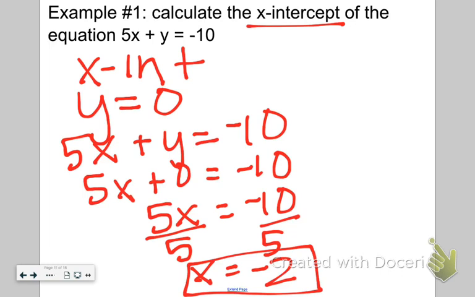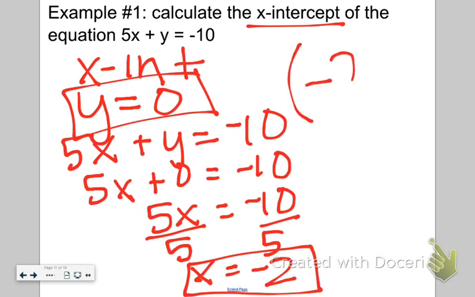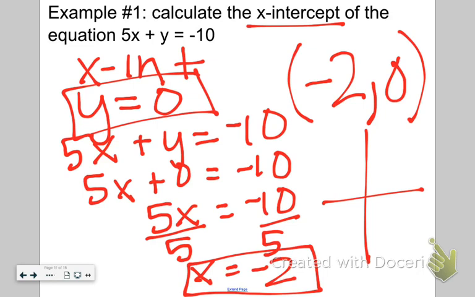Okay, my third step said I need to write my answers in an ordered pair. So x is -2, y is 0. Remember, x always comes first, y always comes second. So that is my x-intercept. I can also do a quick double check by thinking graphically. If I put (-2, 0) on a graph, it is going to be right about here. Turns out that's on the x-axis, which is a good thing because it's the x-intercept. So that's sometimes how I double check my algebra to make sure I've got the right ordered pair.